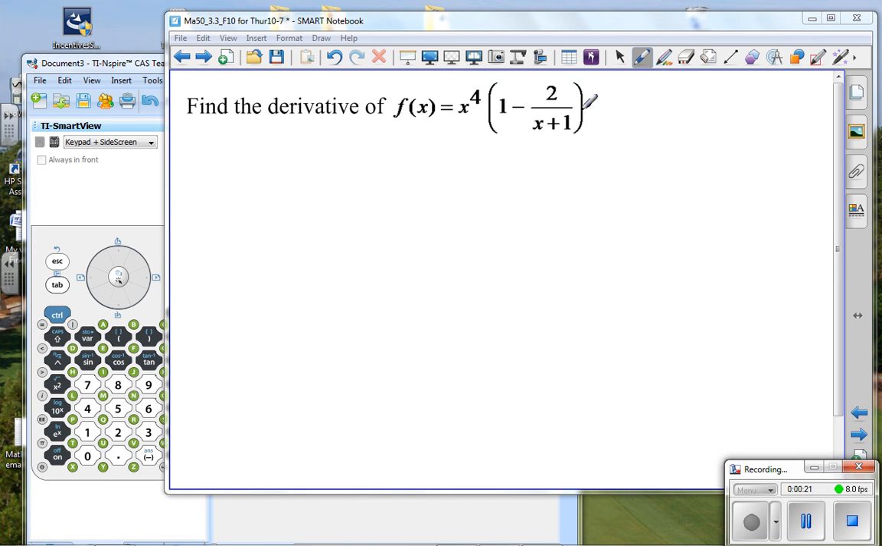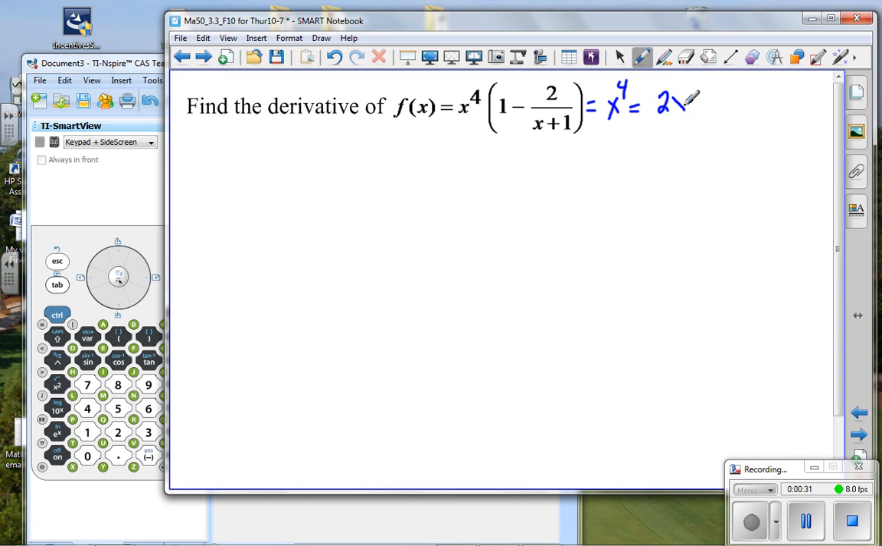Let's see if we can help us out just a little bit by eliminating one of those. I'm going to distribute the x to the fourth through this, and so I have 2x. Let's back up and do this correctly. I have x to the fourth minus 2x to the fourth divided by x plus 1. Now I have the difference of two functions, and then I have the quotient over here. So we've got to be real careful on how we do this.